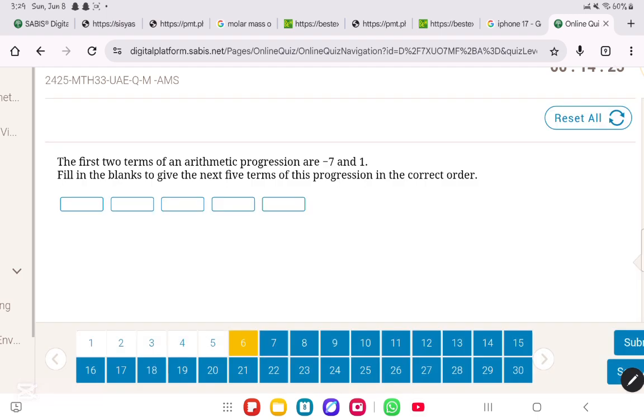The first two terms of an arithmetic progression, pay attention, arithmetic progression, are minus 7 and 1. What do we mean by arithmetic progression? That means we are constantly adding a number, or there is a common difference.